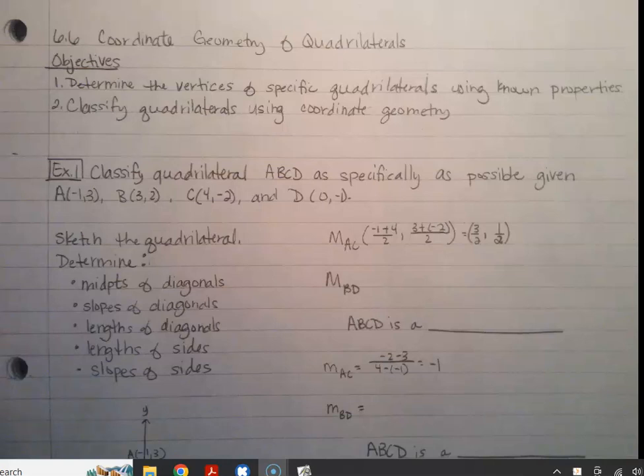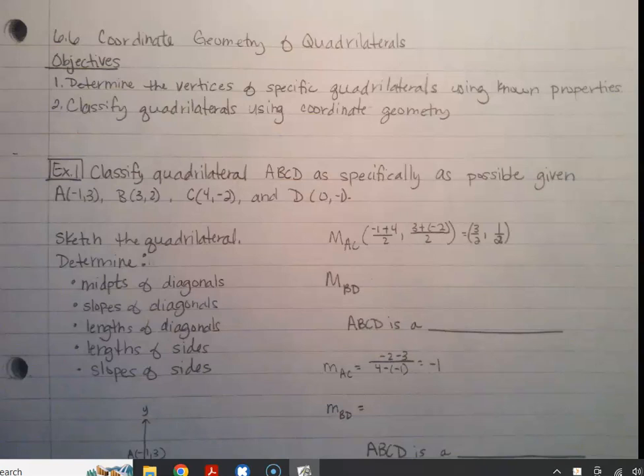All right, we have 6.6 today, coordinate geometry of quadrilaterals, and this is our last section before we take our test. Next week we'll have a test. First up, our objectives are to determine the vertices of specific quadrilaterals using known properties, and to classify quadrilaterals using coordinate geometry.